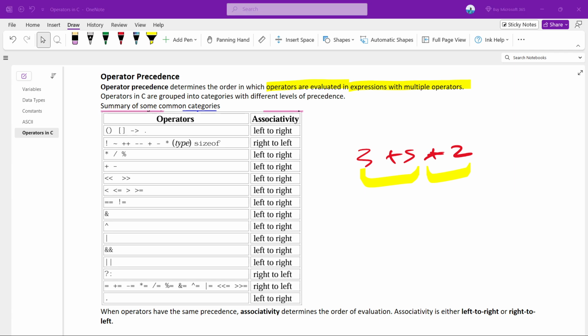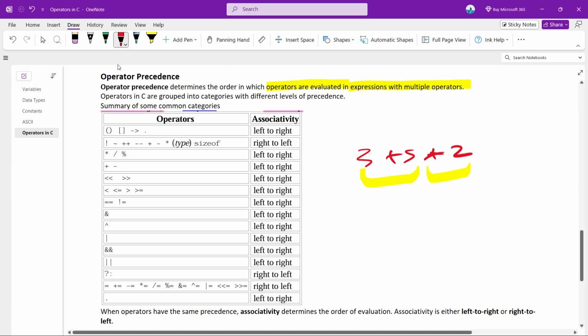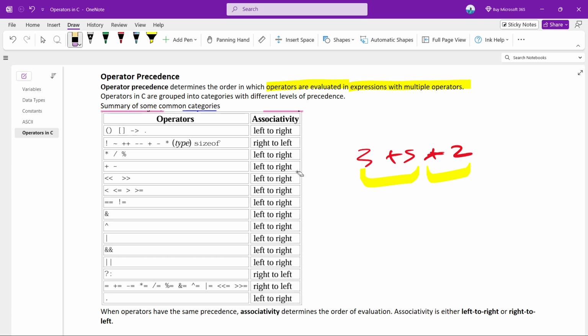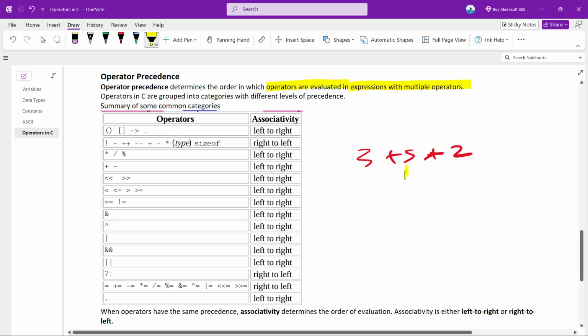Now in this case, will 3 be added to 5 first, or will 5 be multiplied by 2? In order to understand this, let's go back to our school days. In school we used to learn a simple rule, right? That multiplication comes before addition and subtraction. In the same way, when it comes to programming, operators also take precedence over other operators. In this case, multiplication will take precedence over addition. So 5 will be multiplied by 2, which will give me 10, and the value will be added to 3, which will give me 13. This is called operator precedence.